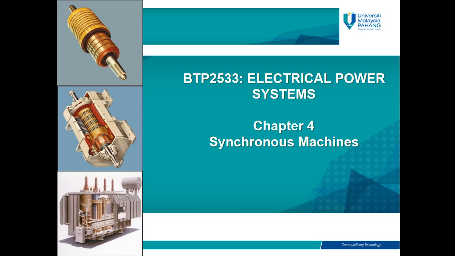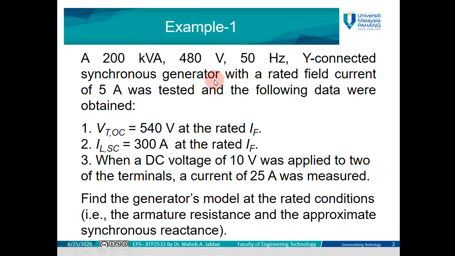Hi everybody. In this video, we are going to take some examples on chapter 4, on the part of synchronous machine. The first example is on the calculation of the parameters of a synchronous generator. Based on the values obtained from the tests, either the open circuit test, the short circuit test, or the DC test, we are going to calculate the parameters or components of the equivalent circuit of the synchronous generator.